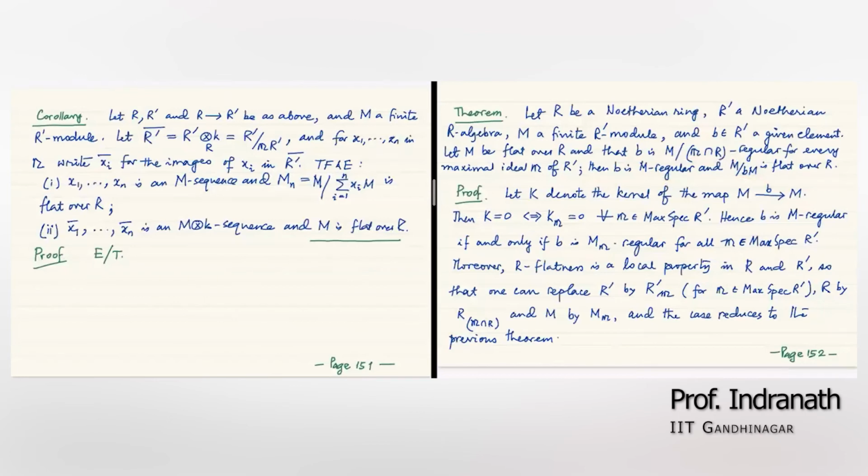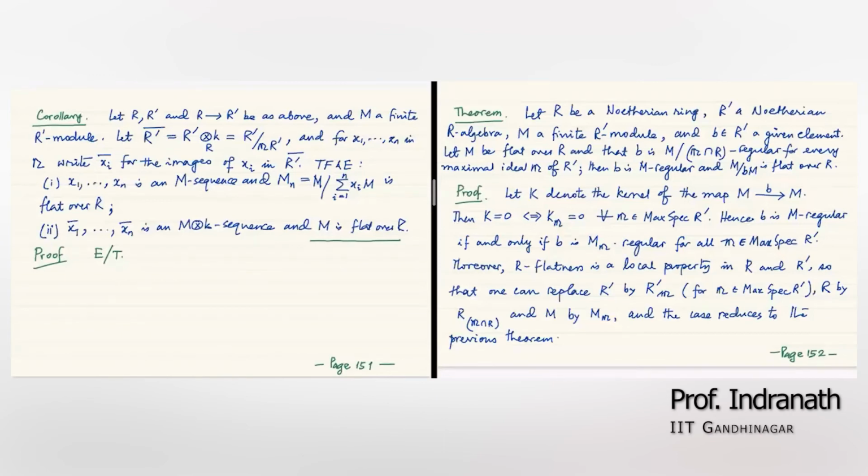So you start with this multiplication by b map, and K is the kernel. Then K is 0 if and only if K_m is 0 for all maximal ideals m of R dash. Is this fine? This is the local-global principle. M is a finite R dash module, and you have the zero condition on this submodule if and only if the zero condition after localization. So b is M regular if and only if b is M_m regular for every m in max spec R dash. Moreover, R flatness is a local property, you know that, right? Even after localization with respect to every prime or every maximal ideal, this is true.